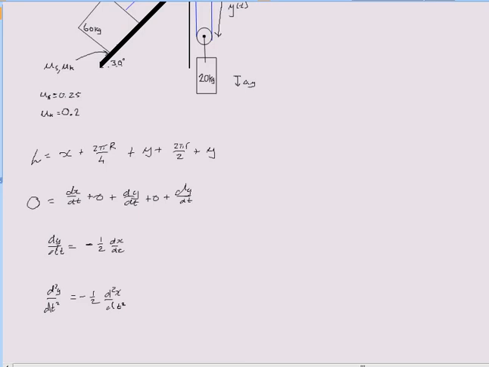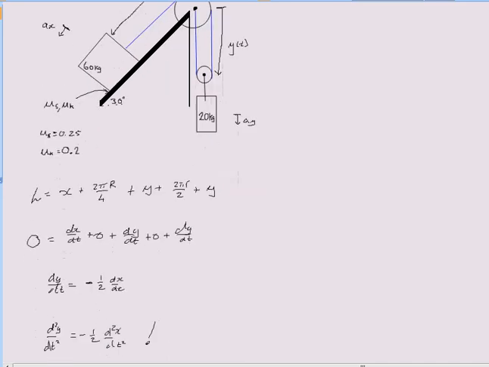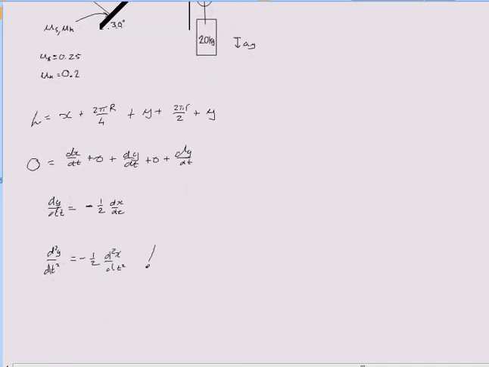And this is a really interesting formula right here. This is really interesting because notice that our double derivative of y with respect to time is going to be equal to the acceleration of our block, right? The rate at which this part of the pulley is going to be moving down is going to be equal to the rate at which this block is going to be moving down as well. So d squared y/dt squared is actually equal to ay.